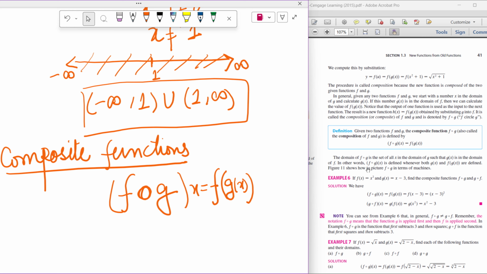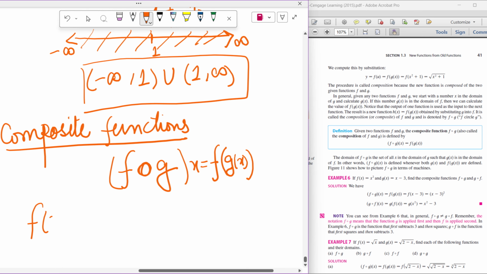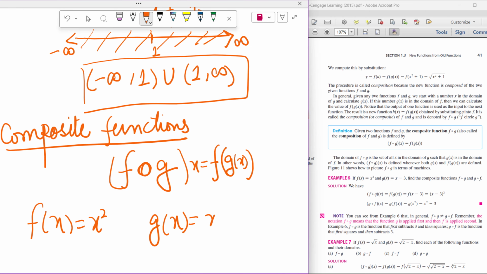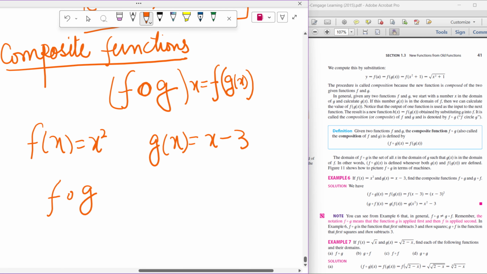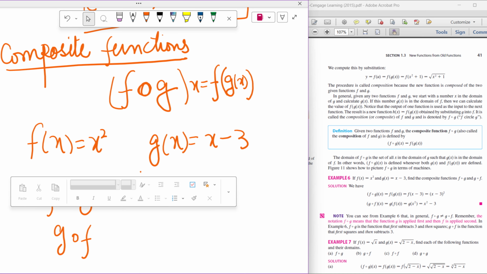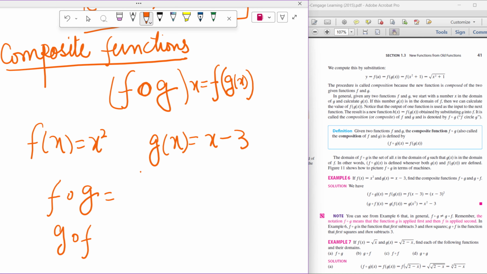So it means the domain should be where both of the functions are defined. Just look at example number 6. Let's say I have f of x equal to x squared and g of x equal to x minus 3, and we have to find f of g and g of f. So f of g I can write as f of g of x.